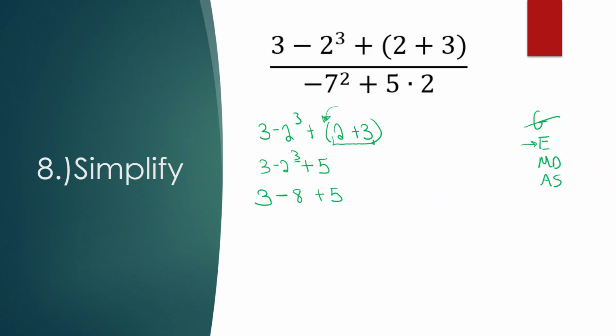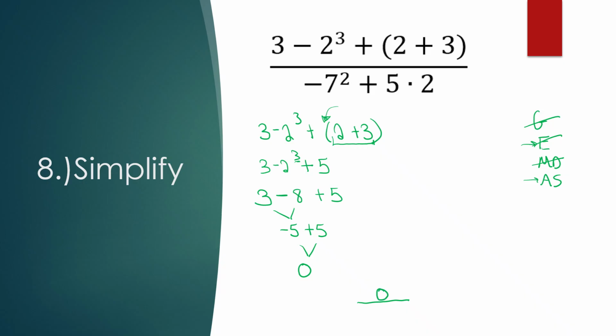All I have is addition and subtraction remaining. I'm done with those, so I have to go left to right. I get negative 5 plus 5, which goes down to 0. So the numerator of my simplified fraction is 0.